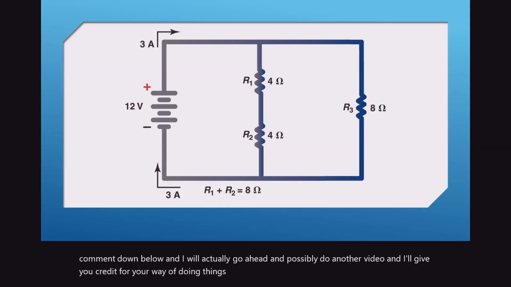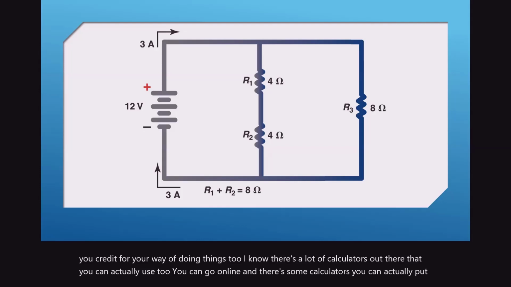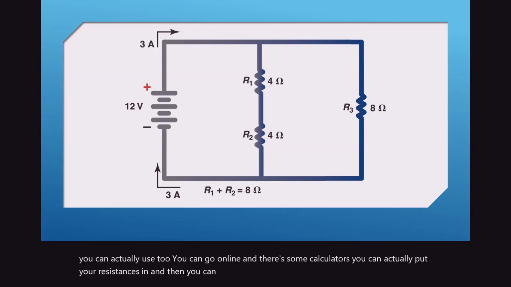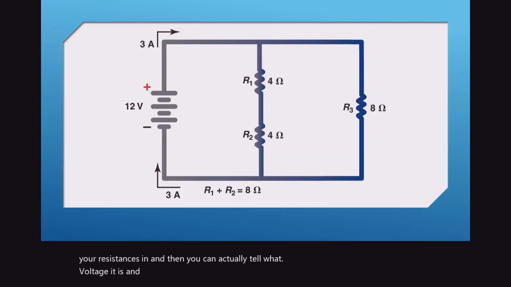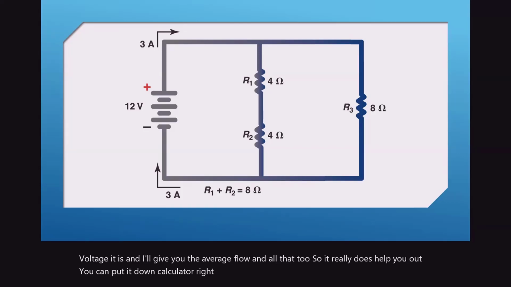I know there's a lot of calculators out there that you can actually use too. You can go online and there are some calculators where you can put your resistances in, tell it what the voltage is, and it'll give you the amperage flow and all that too. So it really does help you out. You can put a calculator right on your phone to figure that out too. There's so many other ways of doing it.